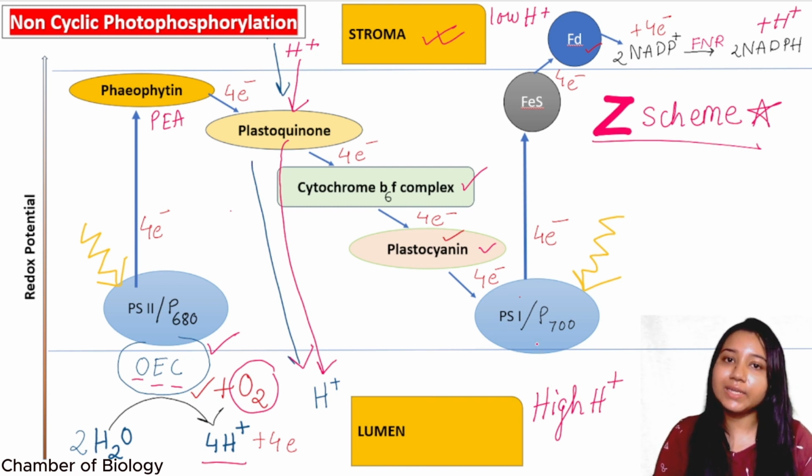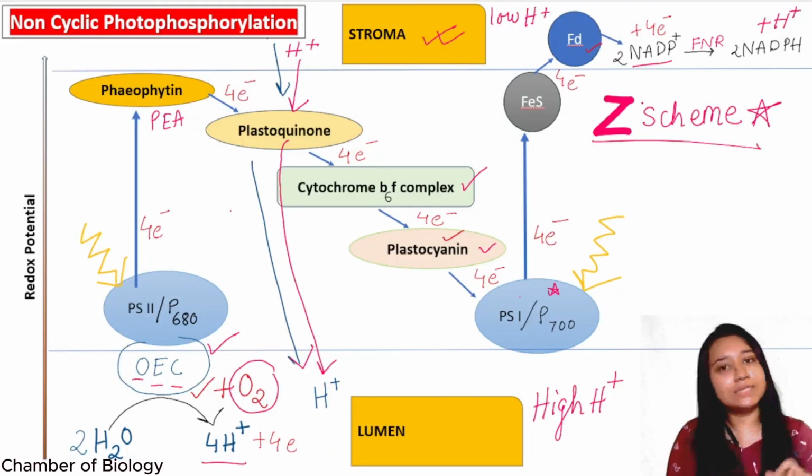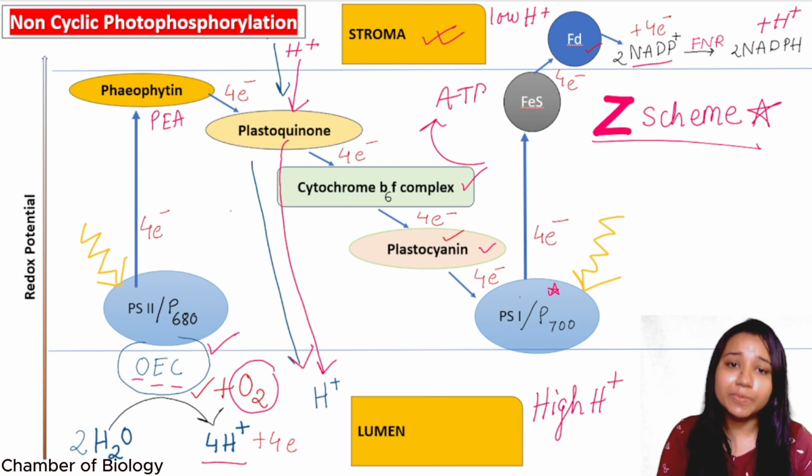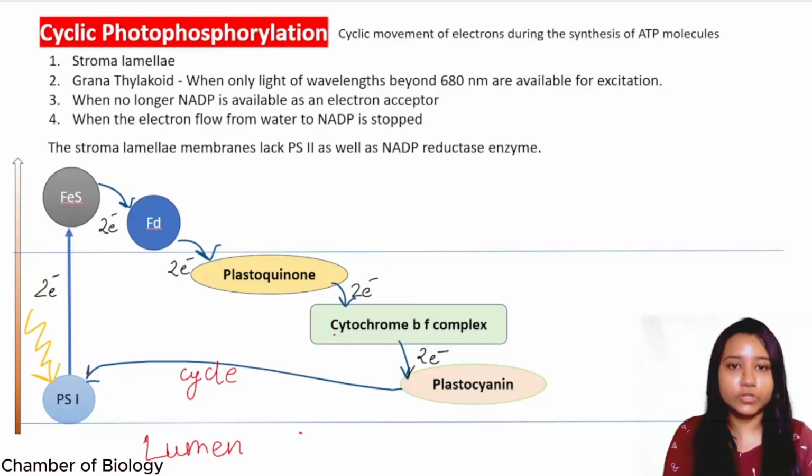After PS1 it is getting excited, it is going to transfer the electron to the iron sulfur protein, then to the ferredoxin, then finally to the NADP plus, where we can see it is going to be reduced by FNR into NADPH. But ATP is also forming. You might see in your book it is written here that the ATP is forming. But for the ATP formation, there is ATP synthase involved, and we are going to discuss it. But first, let us discuss the cyclic photophosphorylation.